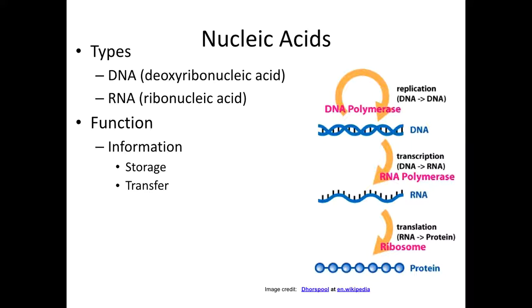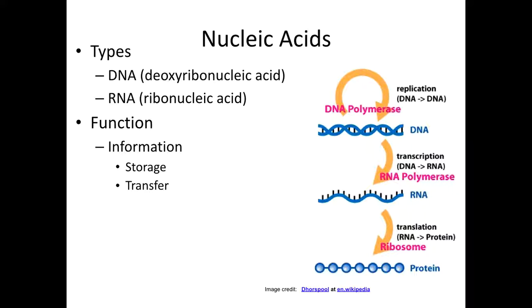The function of these molecules is information. They store information and they transfer information. Generally speaking, DNA, deoxyribonucleic acid, is our long-term information storage molecule. This is what your genes are made out of. RNA, ribonucleic acid, is your short-term information molecule. This is what we use to transfer information from one place to another.